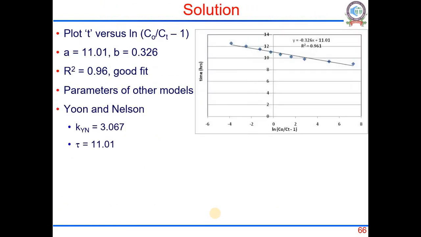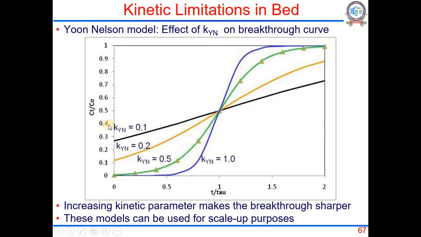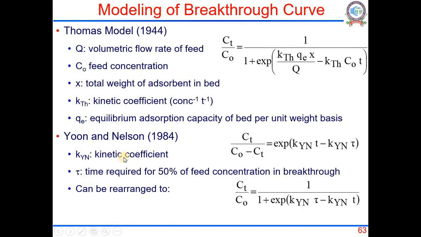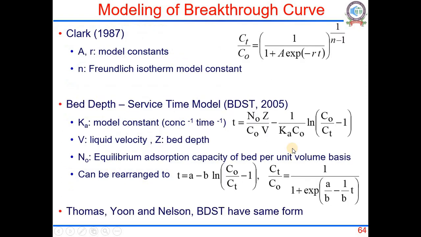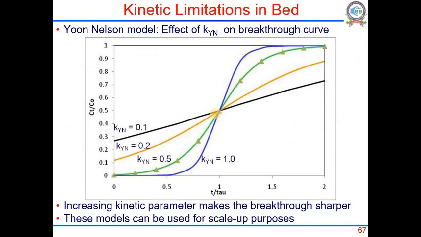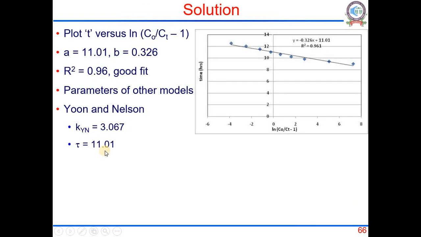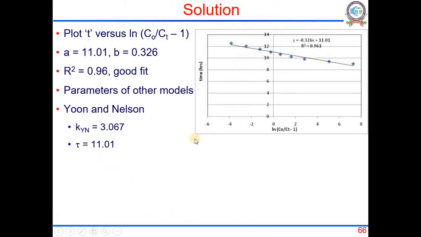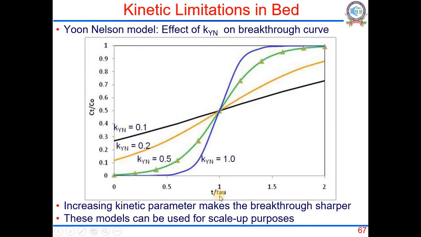Now, if we have these parameters, it is possible for us to predict for some other case. What I'm trying to do is show you the effect of the parameter KYN. Remember, this KYN is like a kinetic parameter. It tells you how fast the adsorption is occurring. So we will take different values. We'll take tau as 11.01 or 10 for this particular case. It doesn't really matter what value we take. What we are going to do is plot CT by C0 versus t by tau. So for CT by C0 of 0.5, t by tau will be 1. See that?